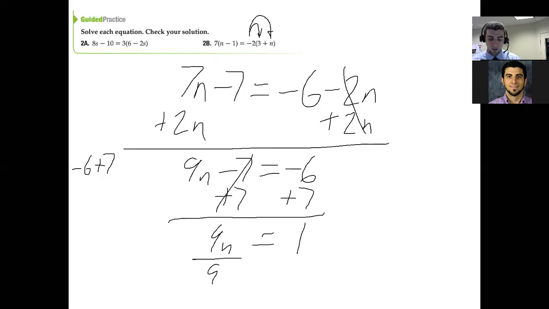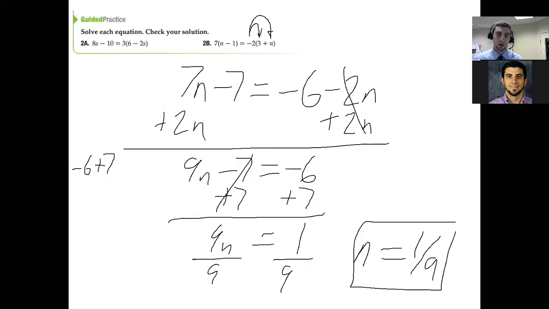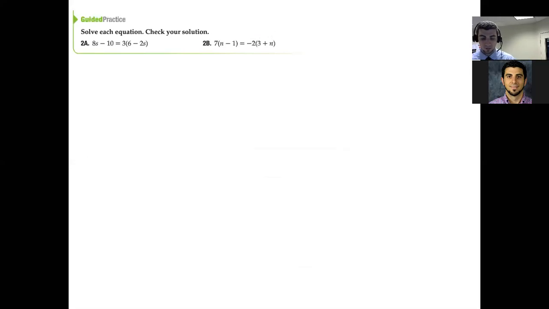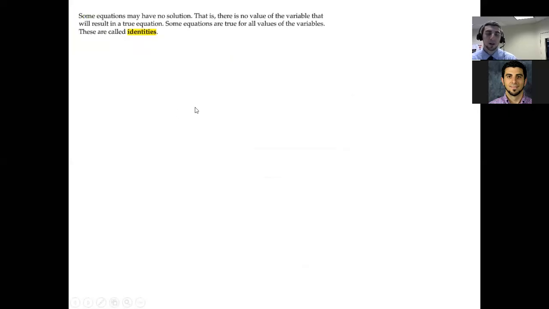Now be careful here. The most common mistake I see when I have students that are dividing 1 by a number is they would write the answer as 9. But 1 divided by 9 is not 9, it's 1/9. So n equals 1/9. Just be careful of that. Now if it was 9 divided by 1, the answer would be 9. Just beware.